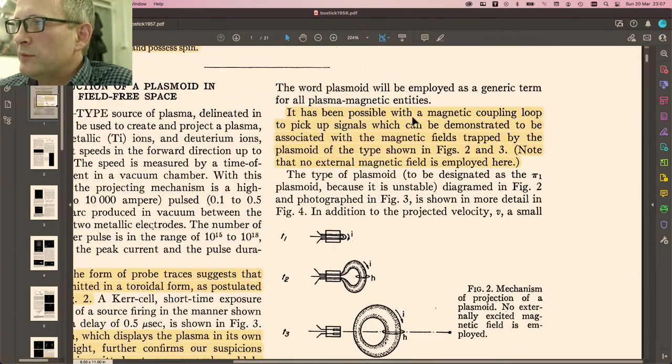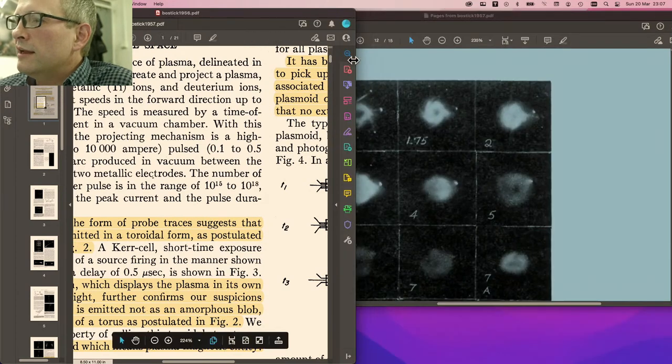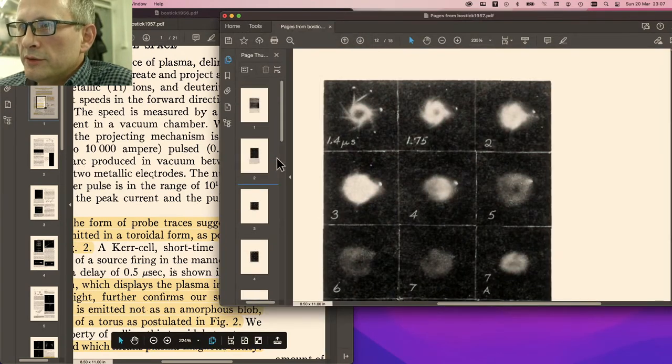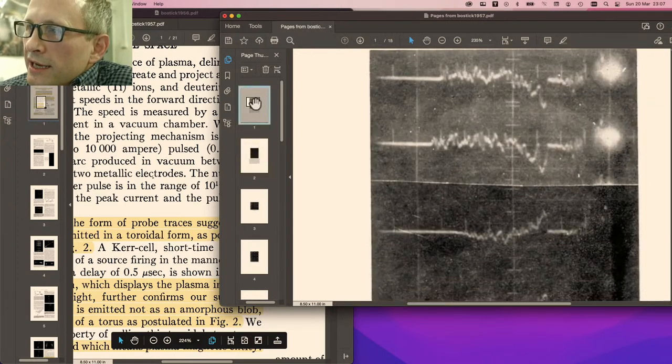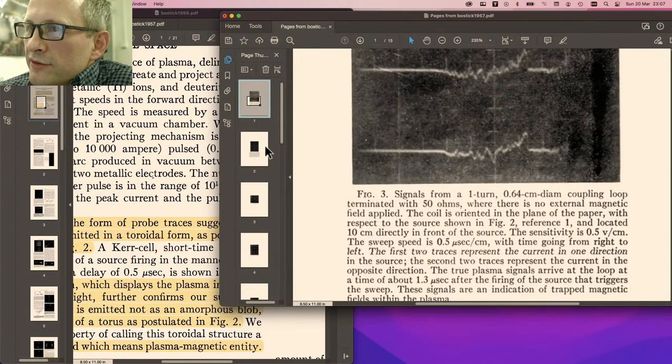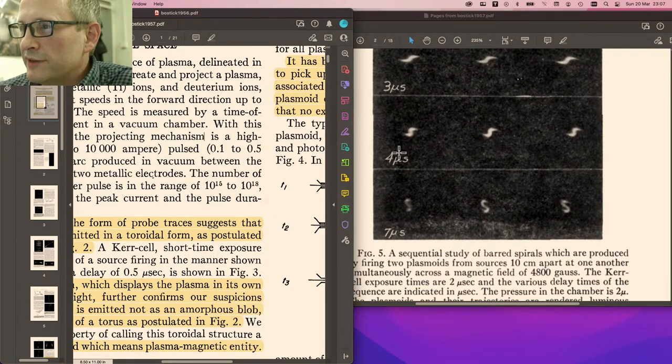It has been possible, with a magnetic coupling loop, to pick up signals which can be demonstrated to be associated with the magnetic field trapped by the plasmoid of the type shown in figure 2, and I'll show you the image 3. Note that no external magnetic field was used. Maybe I've got the image here. Okay, maybe it's not there. This is figure 5. Okay, so I'm going to show you figure 2.